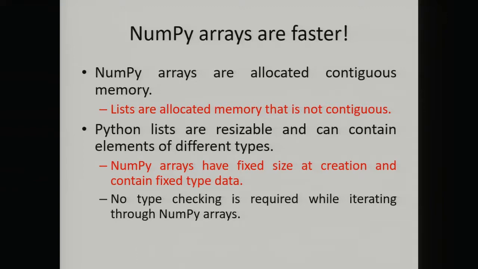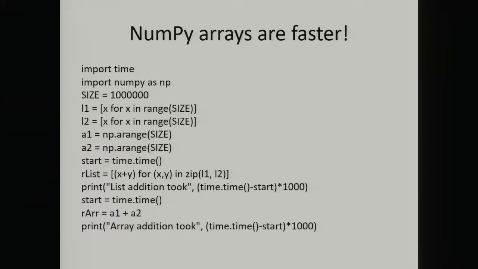And this in fact leads to this point, that is, no type checking is required while iterating through NumPy arrays, because the data type is fixed and the memory is contiguous. So iterating through NumPy arrays is faster than iterating through Python lists. Okay. Take a look at this small piece of code that I will be executing. This will show you how fast NumPy arrays are.